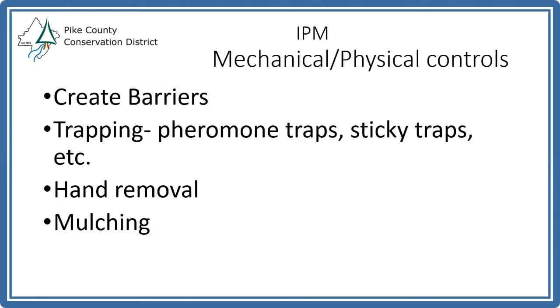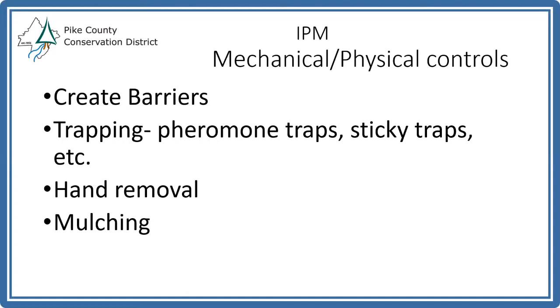So another IPM practice are mechanical or physical controls. That entails creating barriers such as row covers, which is a very lightweight fabric you can put over your veggies to prevent insects from getting in there. If they can't get to the plant, they can't harm the plant. However, you do have to remove them for pollination because bees do need to get in there to pollinate your fruit and vegetables.